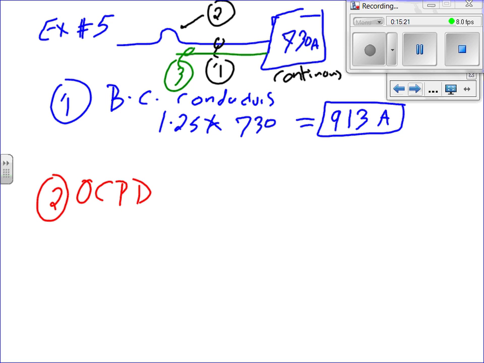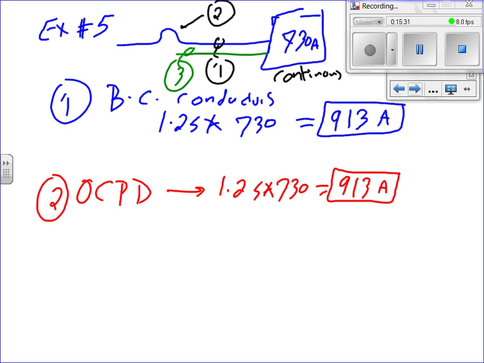The same thing. It's continuous load. What do you do for an overcurrent device? You take 1.25, multiply it by 730. Well, that will give you 913 amps. 913 amps. All right? 913 amps.